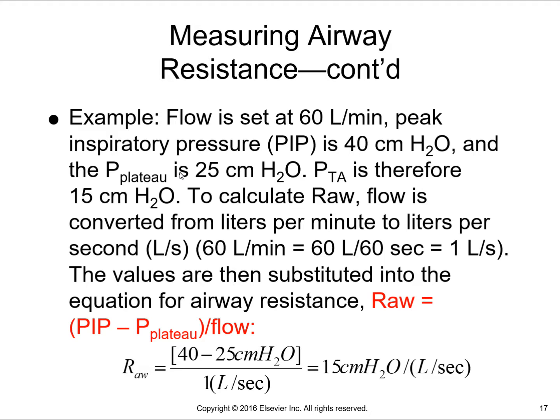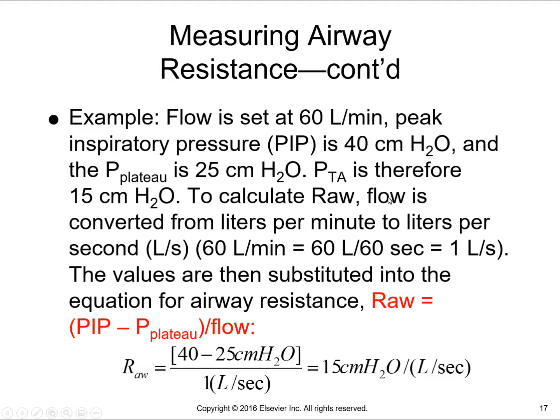So here is an example. I have a flow set at 60 liters per minute. Peak inspiratory pressure is 40. Plateau is 25. So here we just throw in PTA. Trans airway pressure is therefore 15. Now where did I get the 15? 40 minus 25.